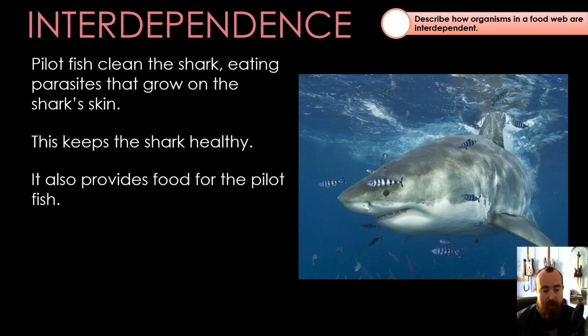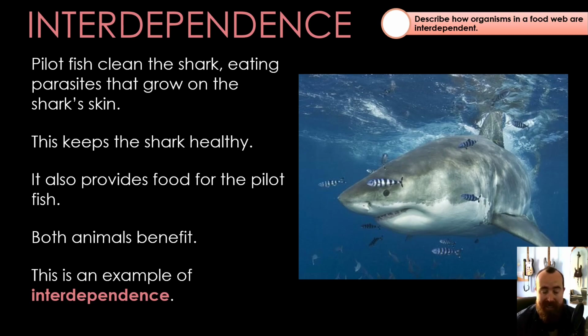If you're wandering around all day in the ocean with a great white shark, you're not going to have very much coming up to try and get you. So both are happy. The fish get to stay safe and they get a bit of food. And the great white shark gets to stay nice and healthy. So both animals benefit. This is what we call a win-win. Both animals gain some benefit. They are interdependent on each other. They are relying on each other. When two animals are interdependent, we say that it is an example of interdependence.